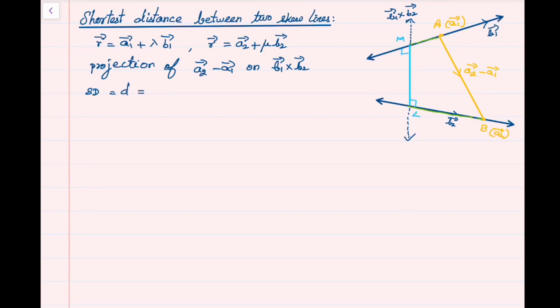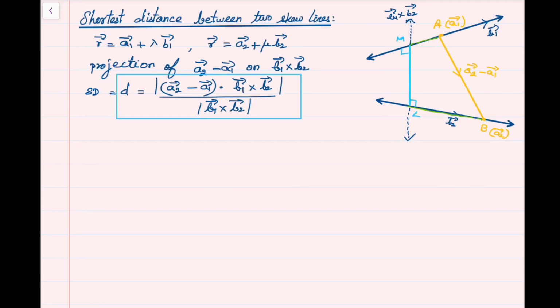D is equal to the absolute value of (vector A2 minus vector A1) dot (vector B1 cross vector B2) divided by the magnitude of B1 cross B2. And distance should be a positive quantity, so the absolute value sign should be written. This is the formula to calculate the shortest distance between two skew lines.